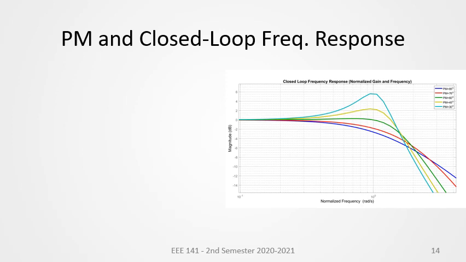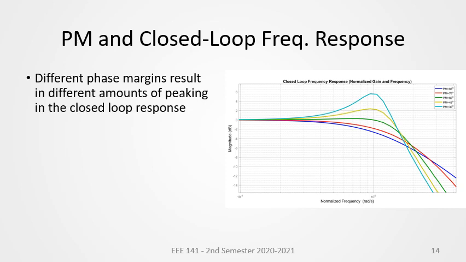To help us visualize what happens in the frequency response, let us inspect the normalized magnitude response plot for a two-pole system with varying phase margins. The plot is normalized in two ways. First, the closed loop gain is normalized to 1 or 0 dB, and second, the x-axis or the frequency axis is also normalized such that the unity gain frequency of the loop gain is placed at 1 radians per second or 10 raised to 0.